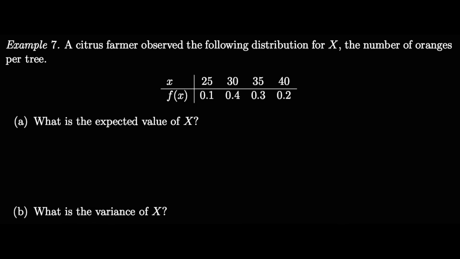Now we can move on to example 7, which is a citrus farmer who observes the following distribution of x, the number of oranges per tree. So here we have the table, and A is asking what is the expected value of x, and B is asking what is the variance of x.